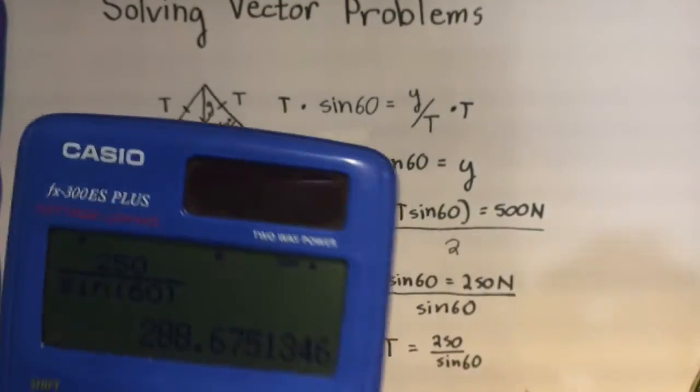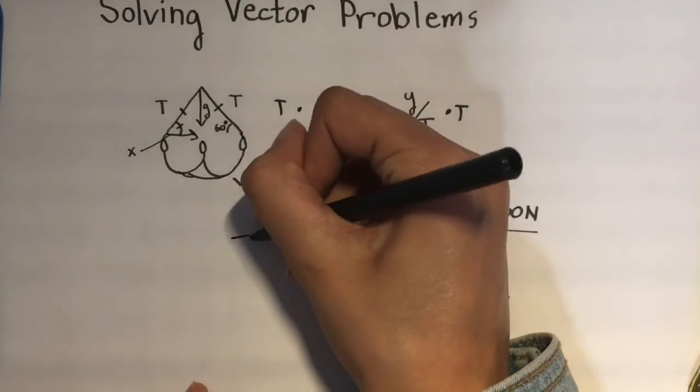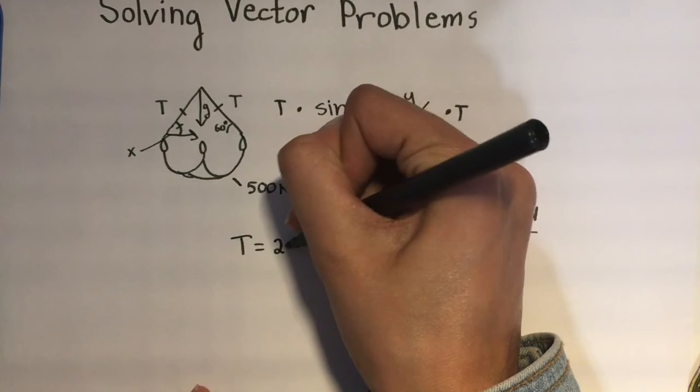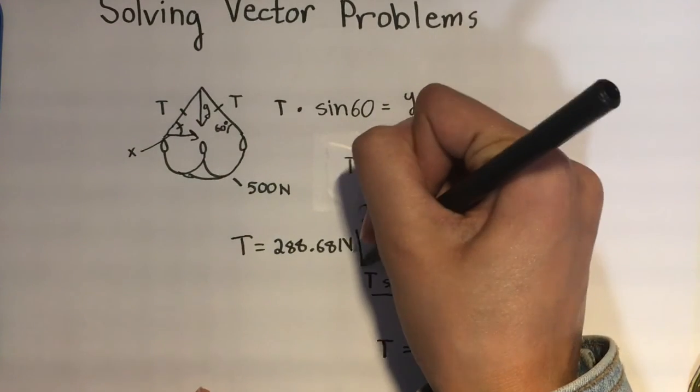So now we know the y components. T is equal to 288.68 newtons.